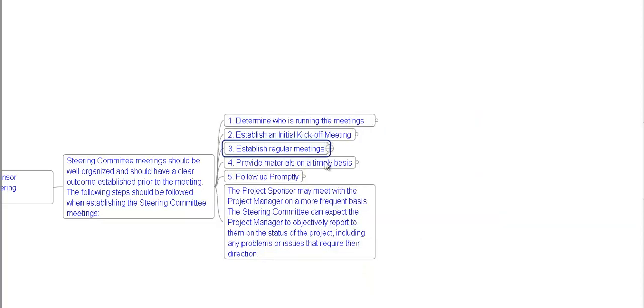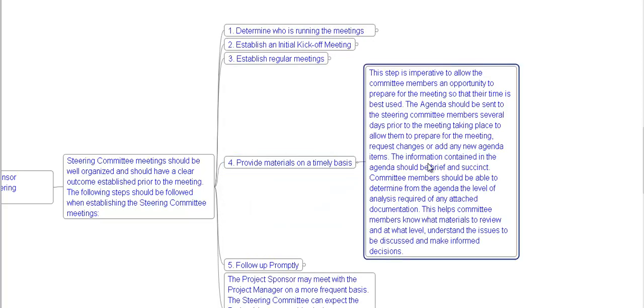Provide material on a timely basis. This step is imperative to allow the committee members an opportunity to prepare for the meeting so that their time is best used. The agenda should be sent to the steering committee members several days prior to the meeting taking place to allow them to prepare for the meeting.